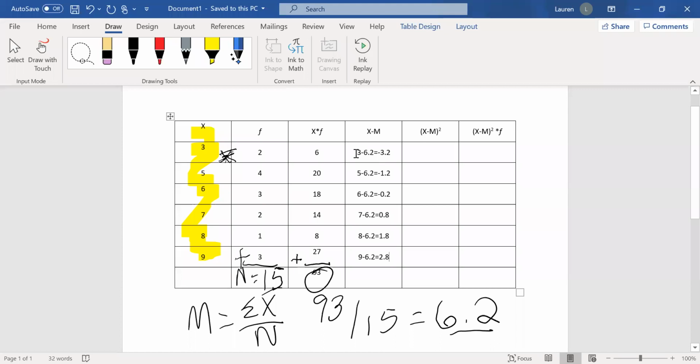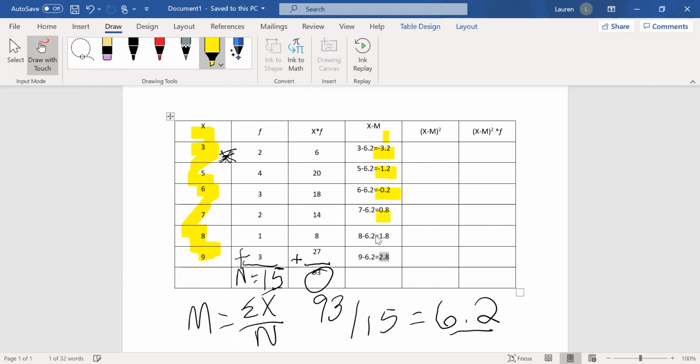Okay, so I've taken each value of X and subtracted my mean and gotten the result. So here my deviations are negative 3.2, negative 1.2, negative 0.2, positive 0.8, positive 1.8, and positive 2.8. And so remember that we need to take each of our deviation scores that we have calculated, and we need to square them. So that's what we're going to do in this column here, is we're going to square our negative 3.2, so on and so forth. And what that does is it gets rid of the negative values.